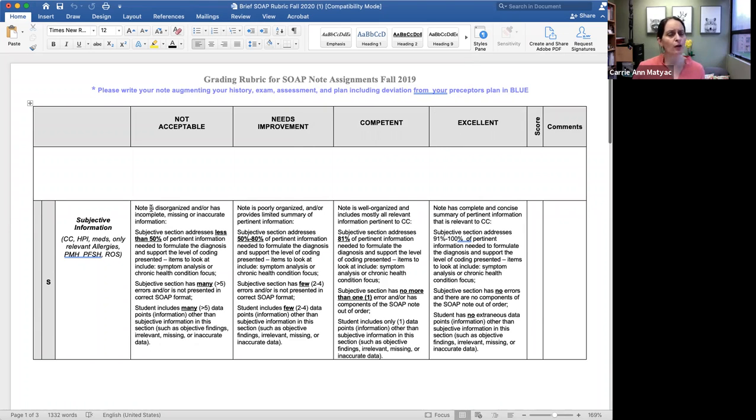It goes through very succinctly everything that you need to be doing. We really want to see that your subjective section is addressing 90 to 100% of the information that's needed for that diagnosis and supports the level of coding that you presented.